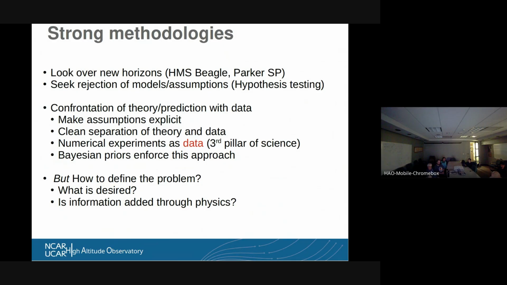And so that's going to take some very obvious things. First of all, you've got to make your assumptions absolutely explicit. You've got to cleanly separate theory and data. Don't mix them up. Don't assimilate data and expect to find something that's going to give you an advancement in time that you can then test against something. All you're going to do is, when you find it doesn't agree with your data, then you update your initial condition and start again. That's not science.